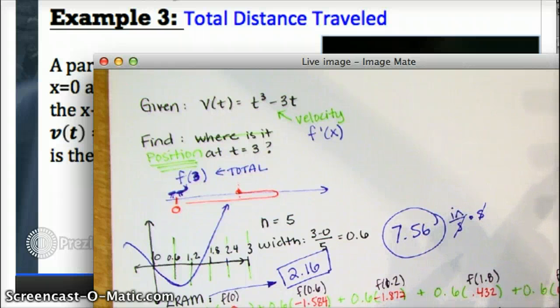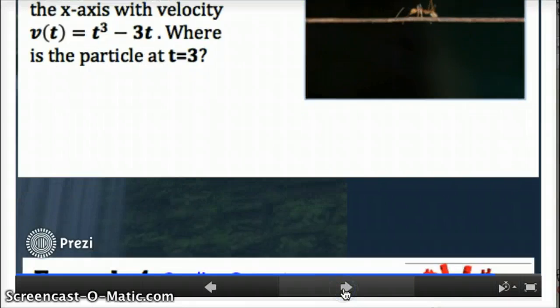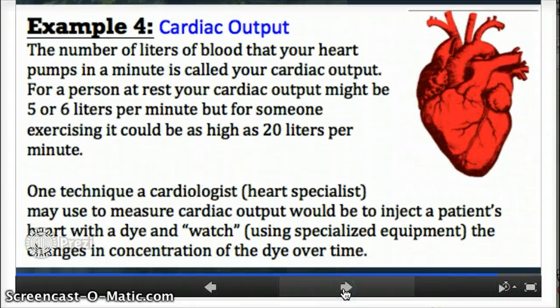Great. Let's try one last example and then we'll be done for tonight. The last example we have to talk about needs a little warm up here. I want to talk about cardiac output. So cardiac output is the amount of blood that your heart can pump. Healthy people should be able to pump 5 or 6 liters per minute, kind of at rest.